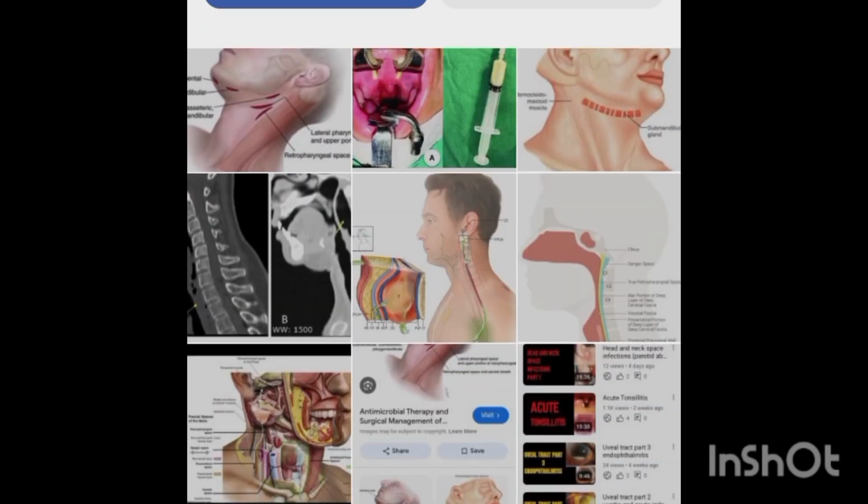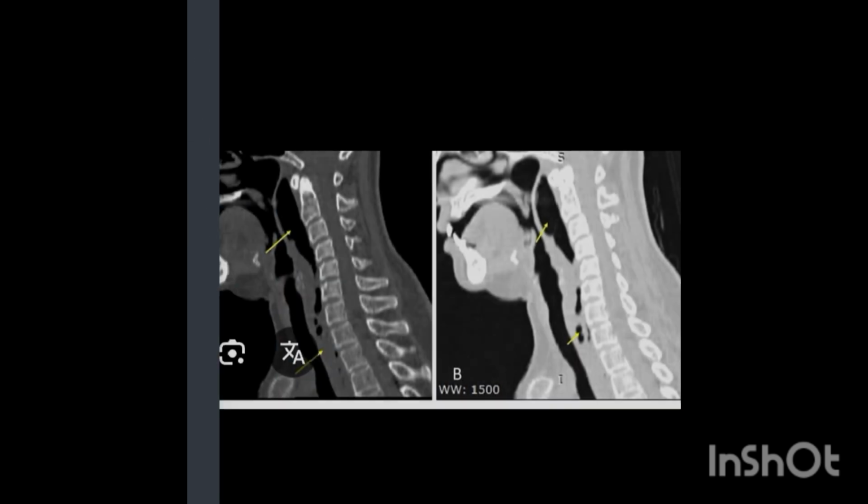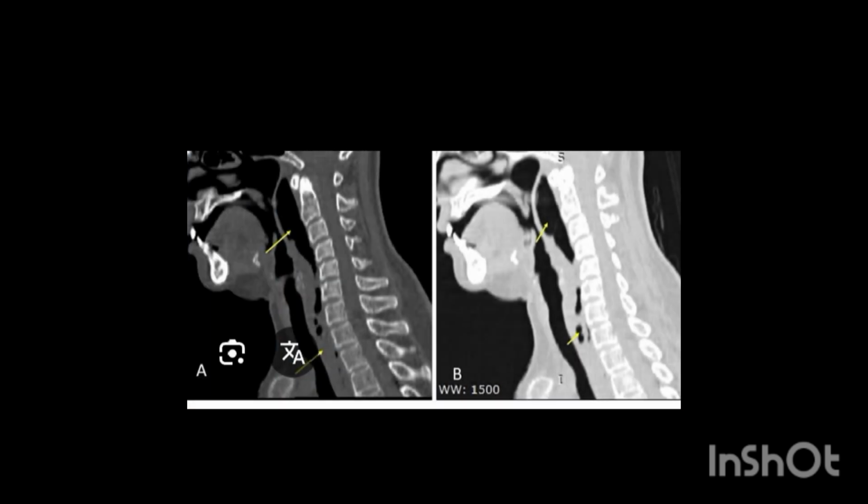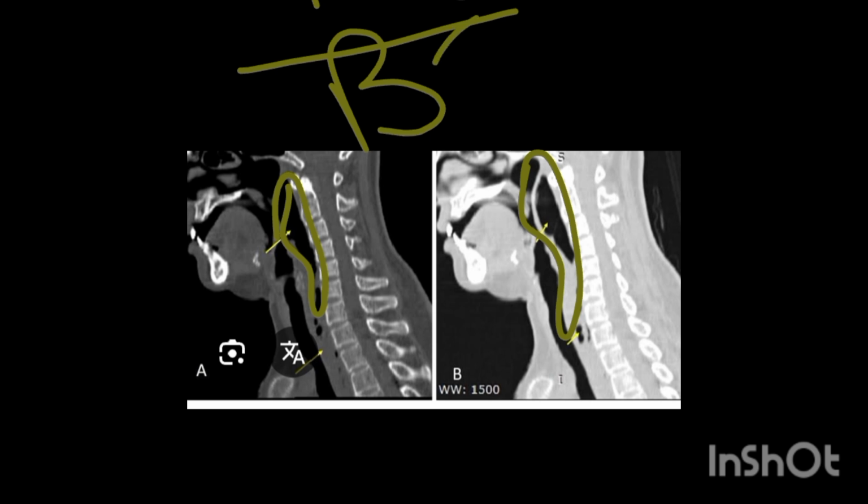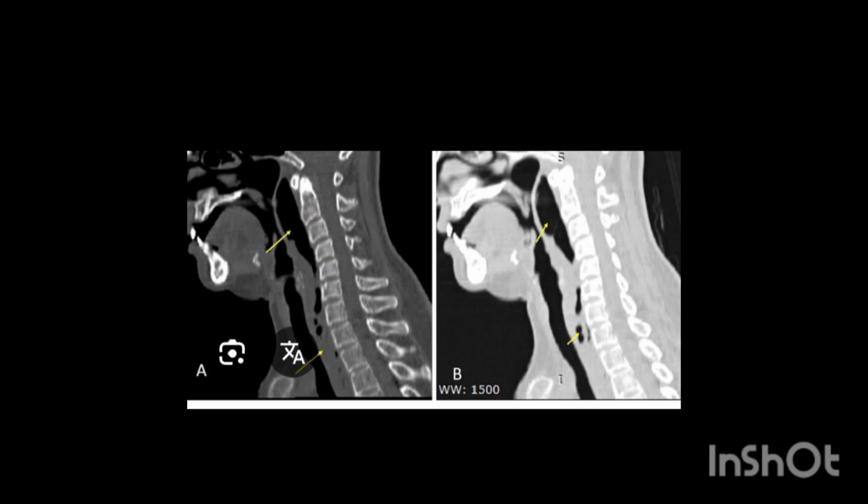Let me show you the CT scan of the acute retropharyngeal abscess. Here you can see that there is a widening behind the pharynx. So what is the extent of the retropharyngeal space? It extends up to the bifurcation of the trachea.